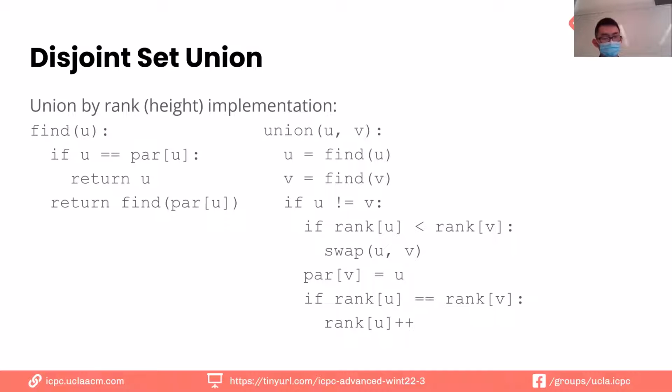And here's the implementation. You see that the find operation is not changed, but for union, we check whether rank U is less than rank V, and we make sure that the rank of U is greater or equal to rank V. And then we set U to be the new representative because it has a higher rank. And then if they have the same rank, then our rank increases by 1.